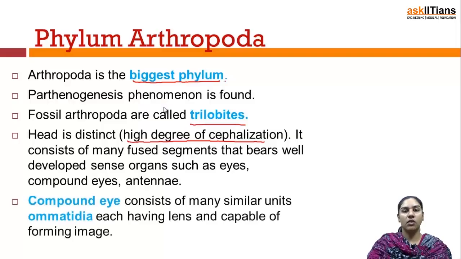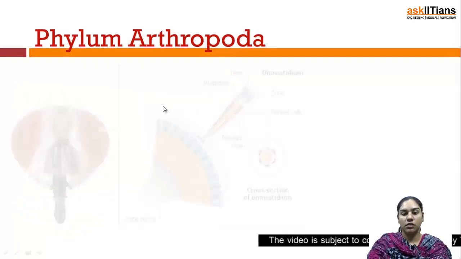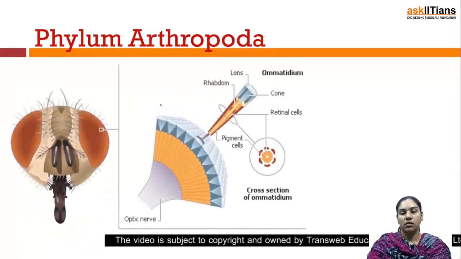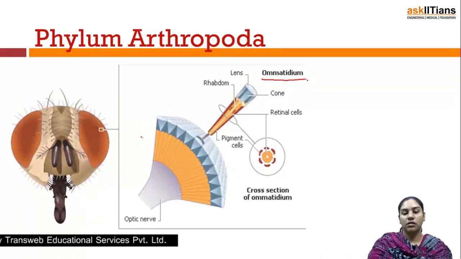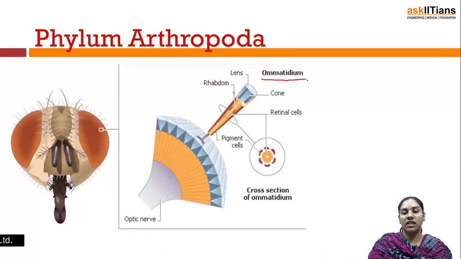Compound eyes consist of many similar units known as the ommatidia, each having a lens and capable of forming an image. This figure shows the ommatidium. So each ommatidium has a lens in which the cone cells are present, and these cone cells help in formation of an image. It helps in the vision of colors.